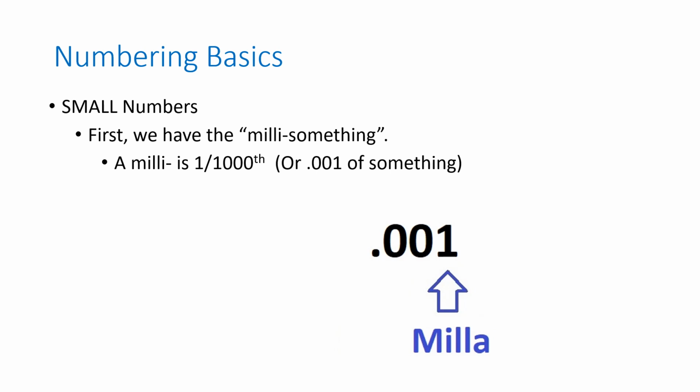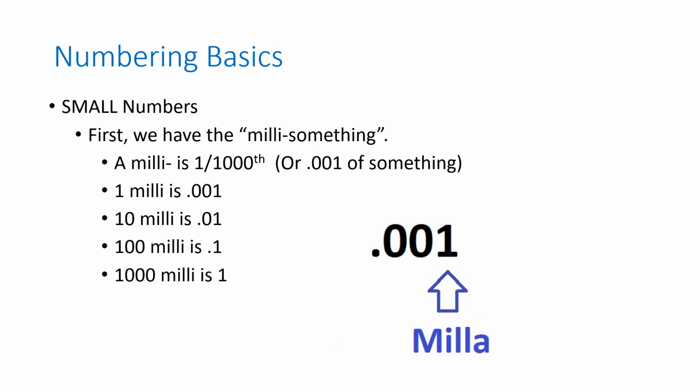Now, milli is not M-I-L-L-A, it's M-I-L-L-I. I was going to fix this, and then I thought, no, I'm going to show it to you, because it's a common mistake to say milli with an A. So I show you the wrong way, so don't do this. It's M-I-L-L-I. So 1 milli is 0.001 of something. So 10 milli is 0.01. 100 is 0.1. And 1,000 milli is 1.